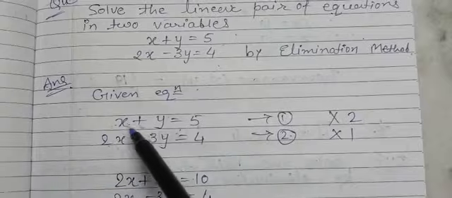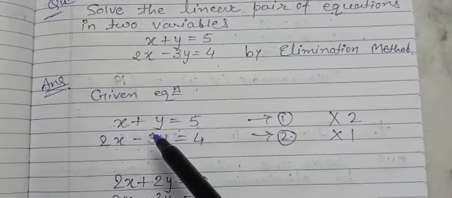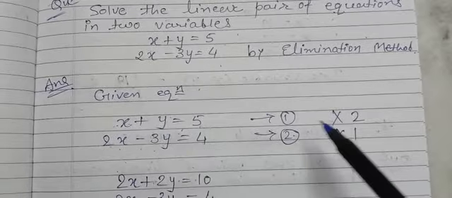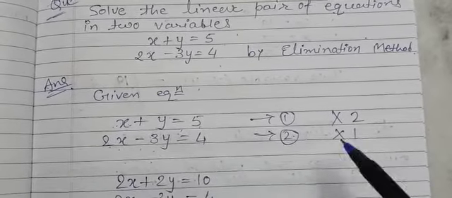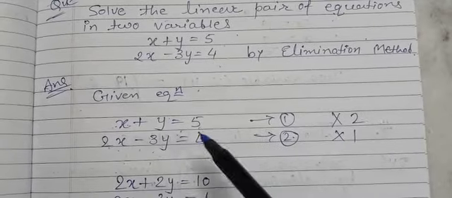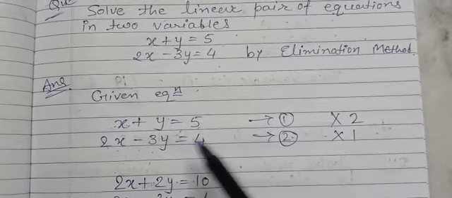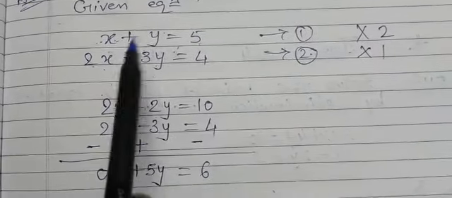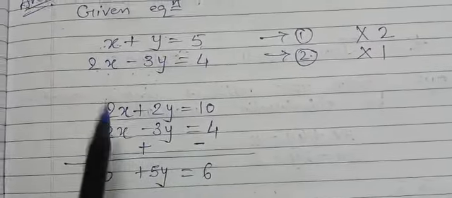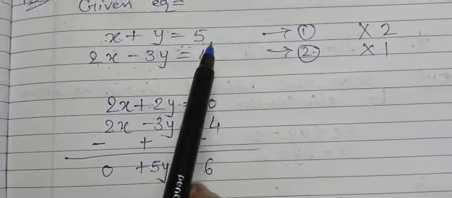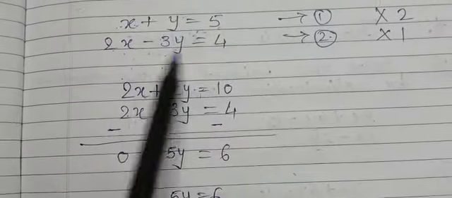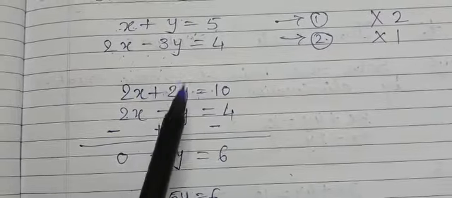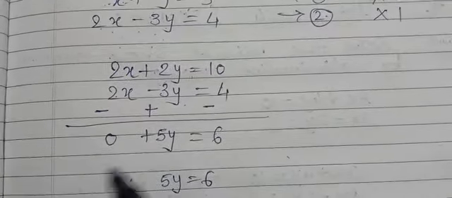Now I am multiplying the first equation by 2 and the second equation by 1, because we do not want any change in the second equation. Multiplying by 1, this equation will remain the same. If you see, in the first equation I have multiplied to get 2x plus 2y equal to 10, right? And the second equation remains as it is, 2x minus 3y equal to 4, right?